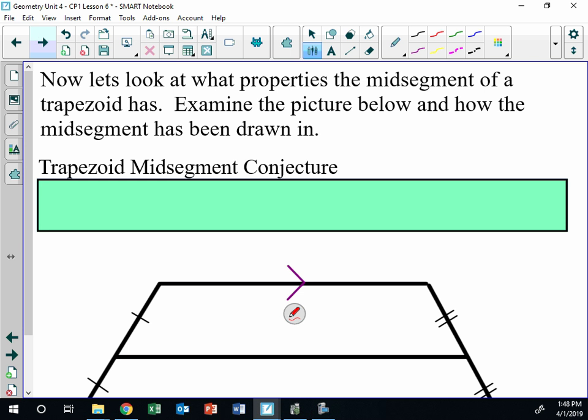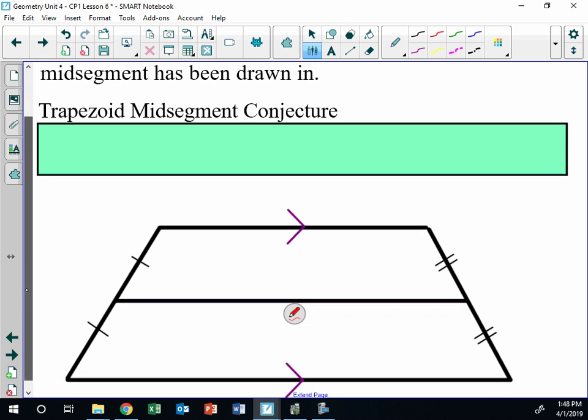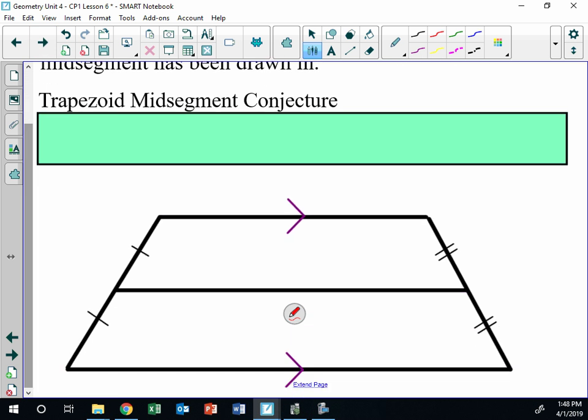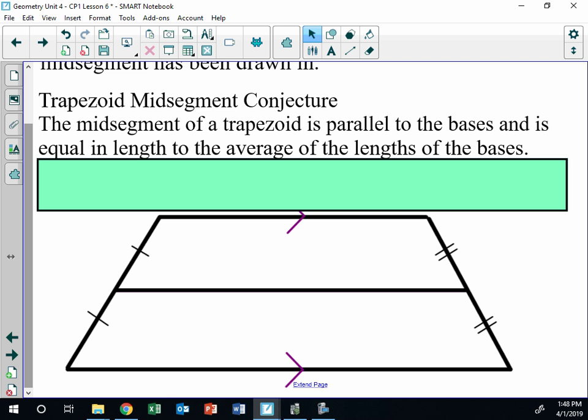So now, looking at the trapezoid, remember when we're talking about the mid-segment of a trapezoid, it's connecting the non-parallel sides of the trapezoid, and we have our trapezoid mid-segment conjecture. The mid-segment of a trapezoid is parallel to the bases and equal in length to the average of the lengths of the two bases. So in this case, the mid-segment of the trapezoid is half, or the average, of the two bases.